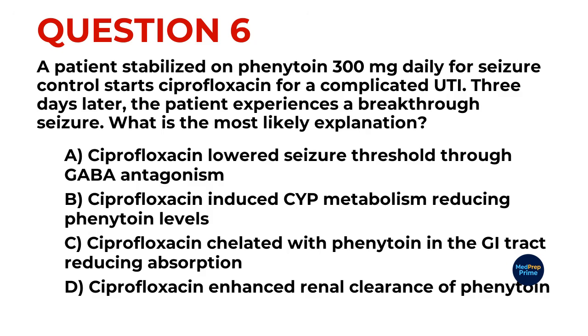A patient stabilized on phenytoin 300 mg daily for seizure control starts ciprofloxacin for a complicated UTI. 3 days later, the patient experiences a breakthrough seizure. What is the most likely explanation? Option A, ciprofloxacin lowered seizure threshold through GABA antagonism. Option B, ciprofloxacin induced CYP metabolism, reducing phenytoin levels. Option C, ciprofloxacin chelated with phenytoin in the GI tract, reducing absorption. Option D, ciprofloxacin enhanced renal clearance of phenytoin.